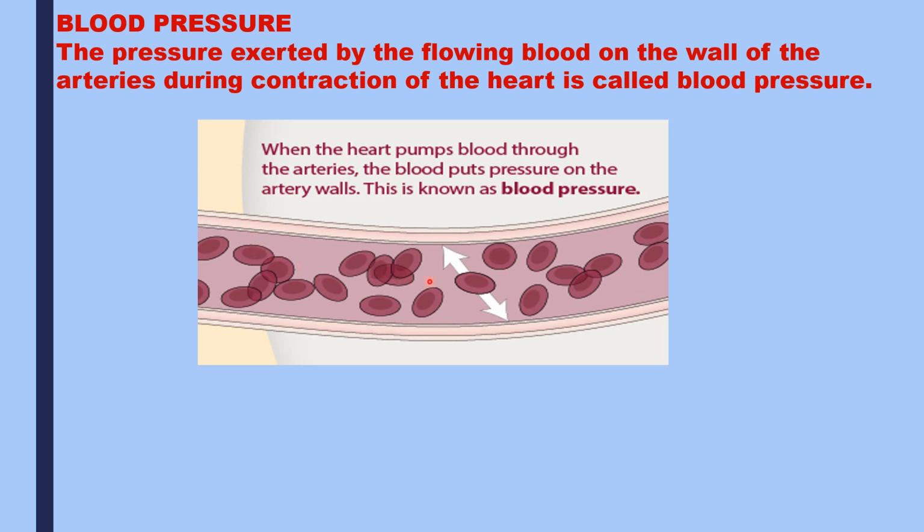Blood flows in the arteries with greater pressure, and the blood exerts pressure on the walls of the arteries. The pressure exerted by the flowing blood on the walls of the arteries during the contraction of the heart is called blood pressure.